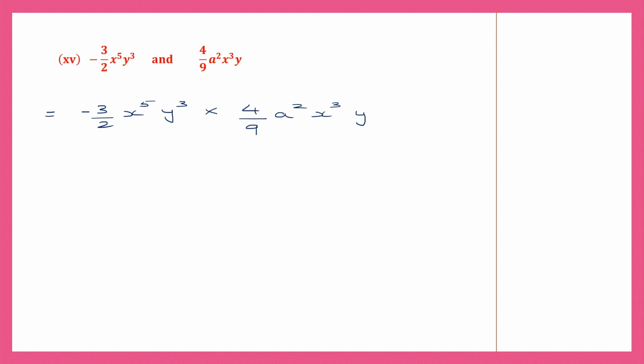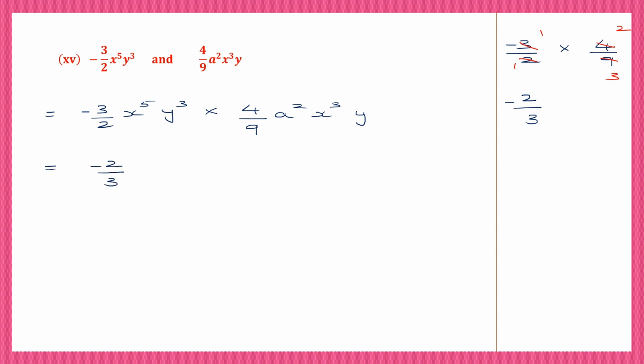Now first let's take only the numbers. That is minus 3 by 2 into 4 by 9. Now these are fraction multiplication. So you can cancel. I can cancel 2 and 4. 2 ones are 2, 2 twos are 4. I can cancel 3 and 9. 3 ones are 3, 3 threes are 9. So what do I have here? Remember the minus sign, don't forget. Minus 2 in the numerator, denominator 3. So the number is minus 2 by 3.